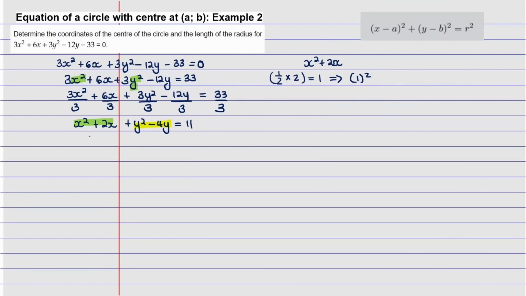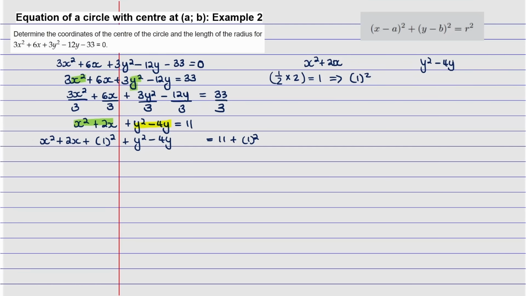Then with that said, let's rewrite this. So you're going to have x squared plus 2x, plus 1 squared, plus y squared minus 4y, equals 11, plus you need to add this one on the other side. So it's going to be 1 squared. So now we're going to deal with y. So with y, it's going to be y squared minus 4y.